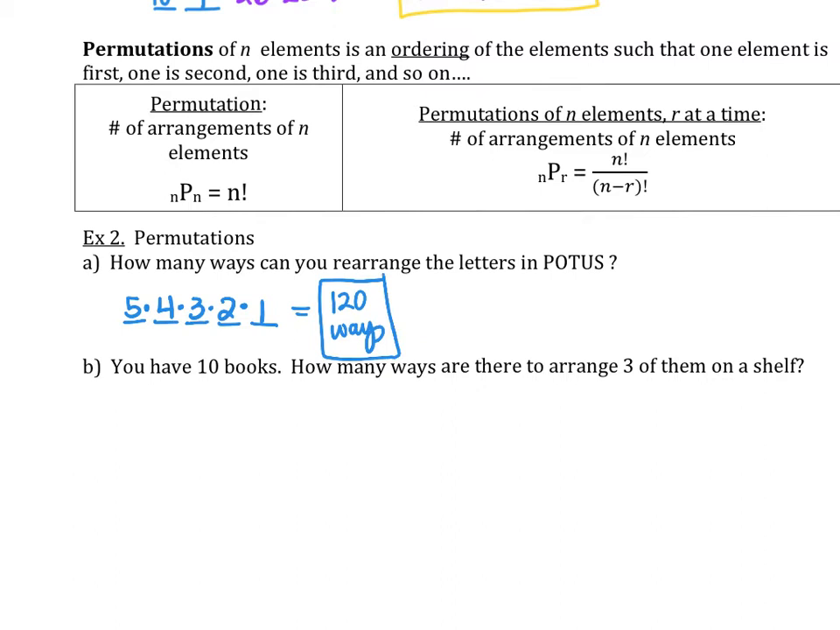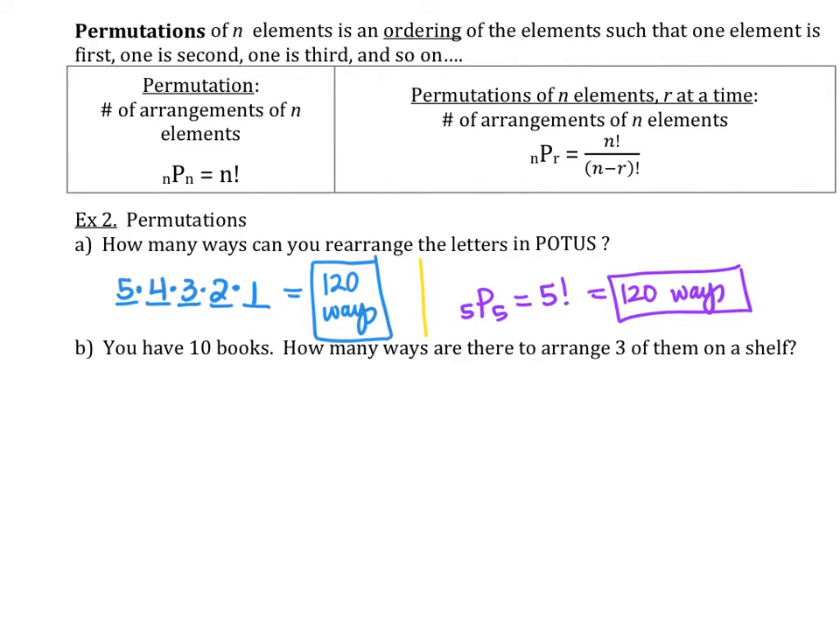Because I'm rearranging 5 items into 5 spots, I could also express this as a permutation. This is the same as 5 factorial. And if you think about it, that's the exact same thing as 5 times 4 times 3 times 2 times 1. I'm going to look for the factorial button on my calculator, and I still get 120 ways. Either way you like to think about it is fine with me.